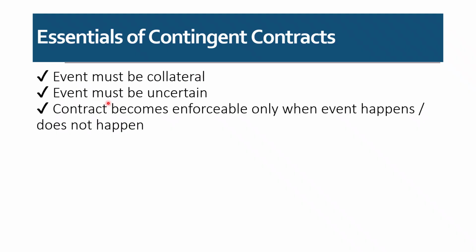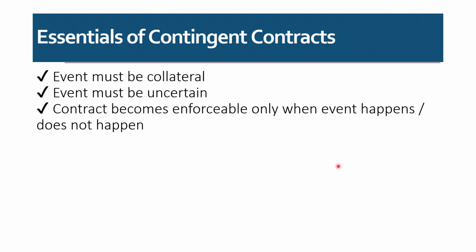Next, we say that the event must be uncertain. The entire contract depends on something that is not guaranteed to happen. For example, I will pay you if it rains tomorrow. Are you certain whether the rain will happen or not? Not really. And then the third essential condition is that the contract becomes enforceable only when the event happens or does not happen, where we say that the parties cannot demand the performance until the event is decided.